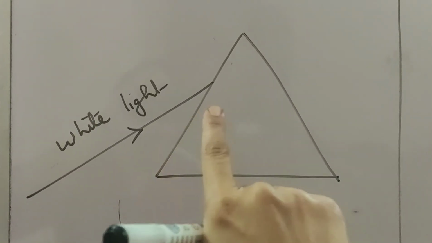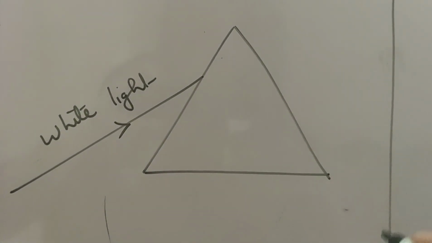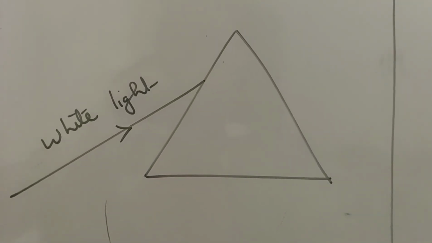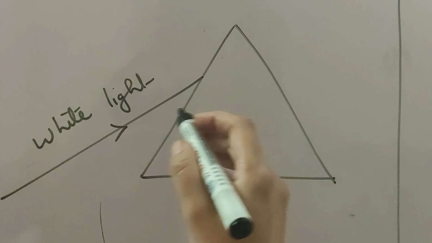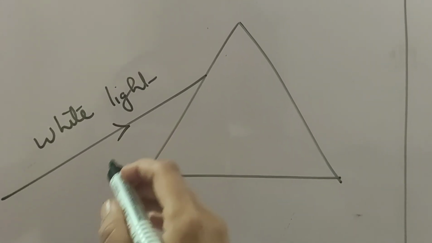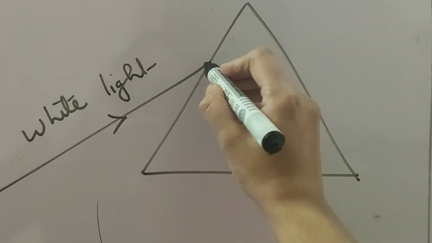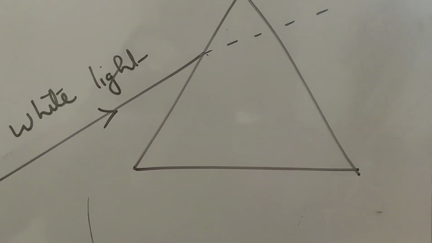So this is white light entering the glass prism, and we have placed a screen next to the prism so that we can see the colors coming out of the prism. So this white light, when it enters the glass prism, it is going from a rarer medium to a denser medium. It's going from air to glass. So if the glass prism was not there, the light would have followed this path. It would have gone straight.